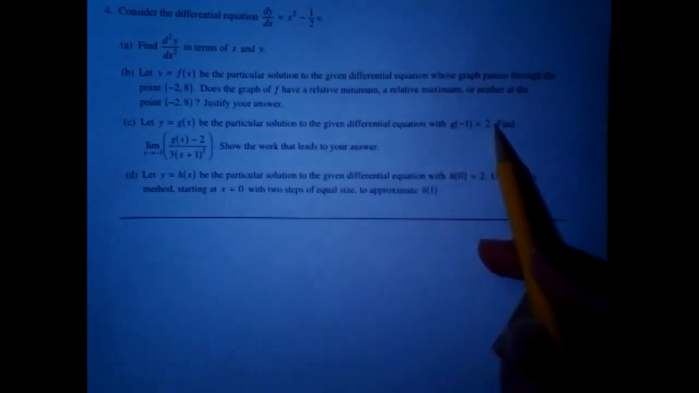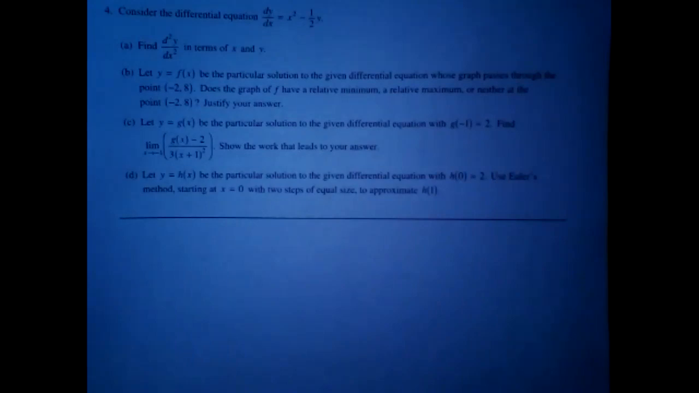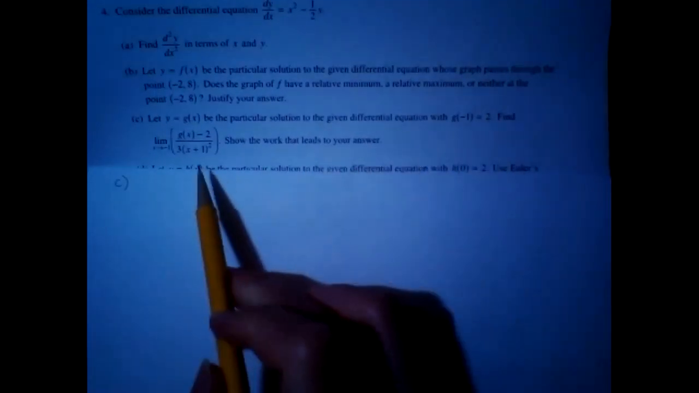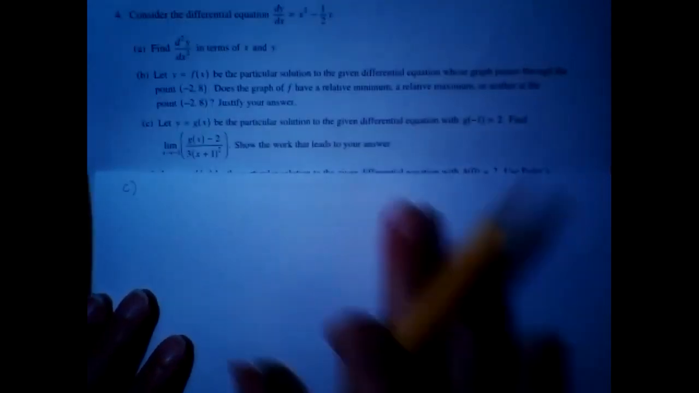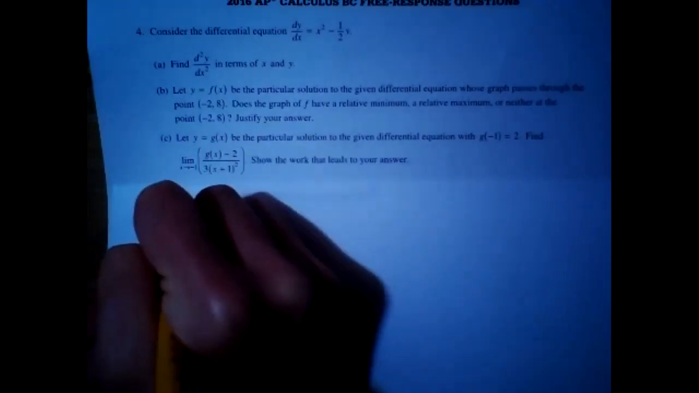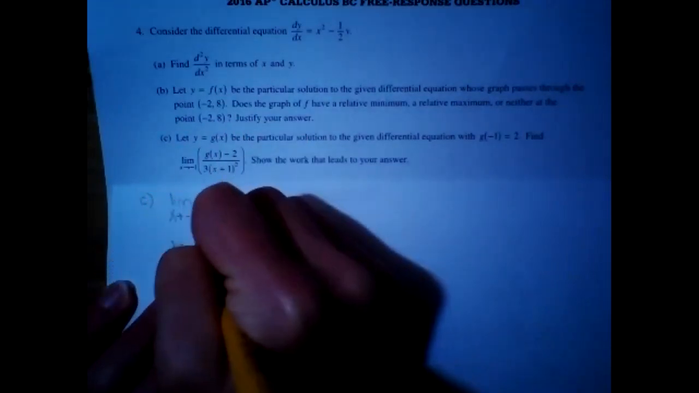All right, and then letter C: let g of x be a solution to that differential equation with this initial condition, (-1, 2). Find the limit as x goes to -1 of all of that. Show the work that leads to your answer. Now you're going to need to do the limit as x goes to -1 of the numerator and denominator separately, because, spoiler alert, it's going to go to 0 over 0. And you can't ever say that something equals 0 over 0, because that's not technically a value. So we're going to do the numerator, and then the denominator separately.